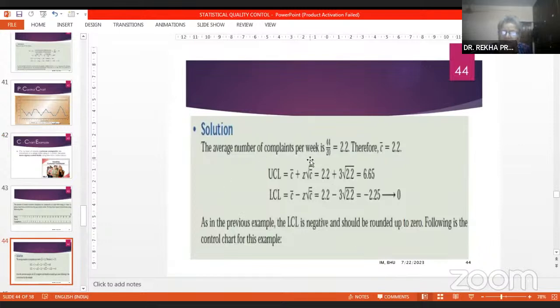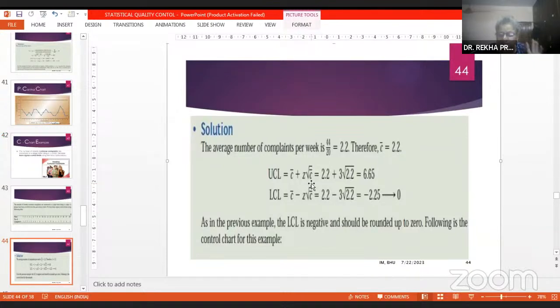The total number of complaints is 44. अब 20 वीक्स तक आपने ऑब्जर्व किया तो 2.2 एवरेज आ रहा है. यहाँ पर हम c का स्क्वायर रूट लेते हैं तो स्टैंडर्ड डिविएशन की जगह, प्लस माइनस z तो 3, minus 3. This is square root of 2.2. So you are getting again here it is negative. So it tends to 0, क्योंकि negative तो हो नहीं सकता है.